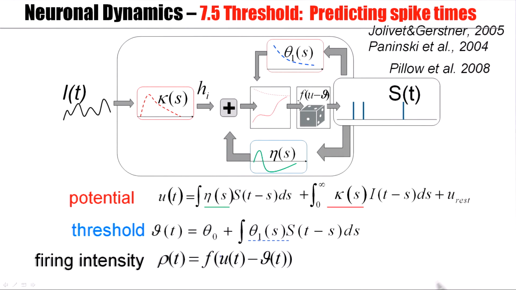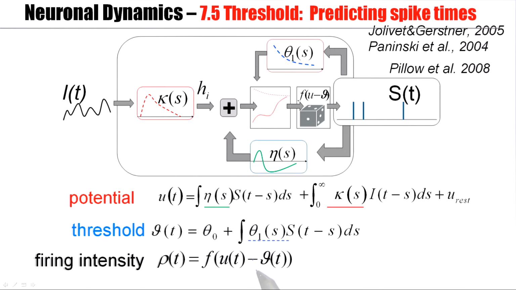So here is our standard formulation with spike after potentials. The input is filtered with the filter kappa. Output spikes are generated stochastically. The feedback goes back as a contribution to the membrane potential, that adds in here, as well as a contribution to the dynamics of the threshold, that adds in here. And firing times are generated stochastically by the neuron model.